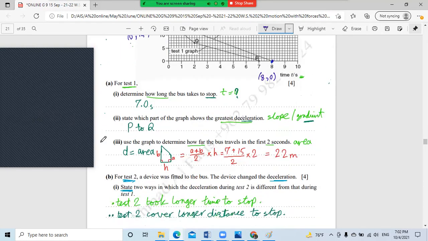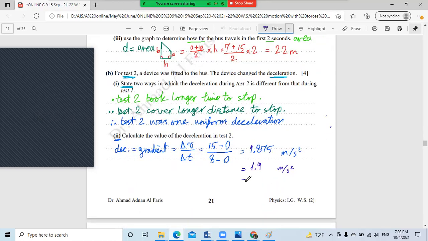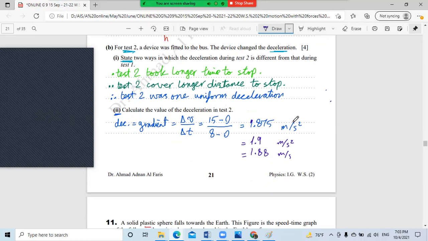What about the 3 significant? Yes, you can write 3 significant figures. Also, you can write 1.88, no problem. Of course, no problem. Salma, it's your decision. Okay.